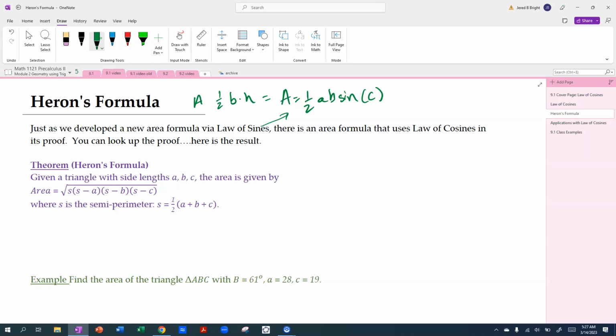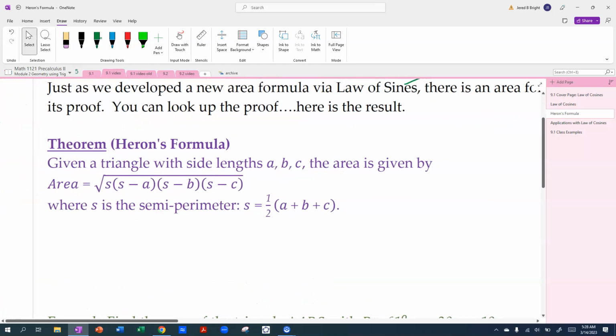This is actually really useful if you have a non-right triangle and you know all the sides. And we'll see why as we talk more about the area formula. Now, I'm not going to go through and give the proof because it is an algebraic time. It takes a lot of energy and effort to develop this formula. So if you're interested, go ahead and Google Heron's formula proof and have fun reading it for a half hour. We'll just use the result.